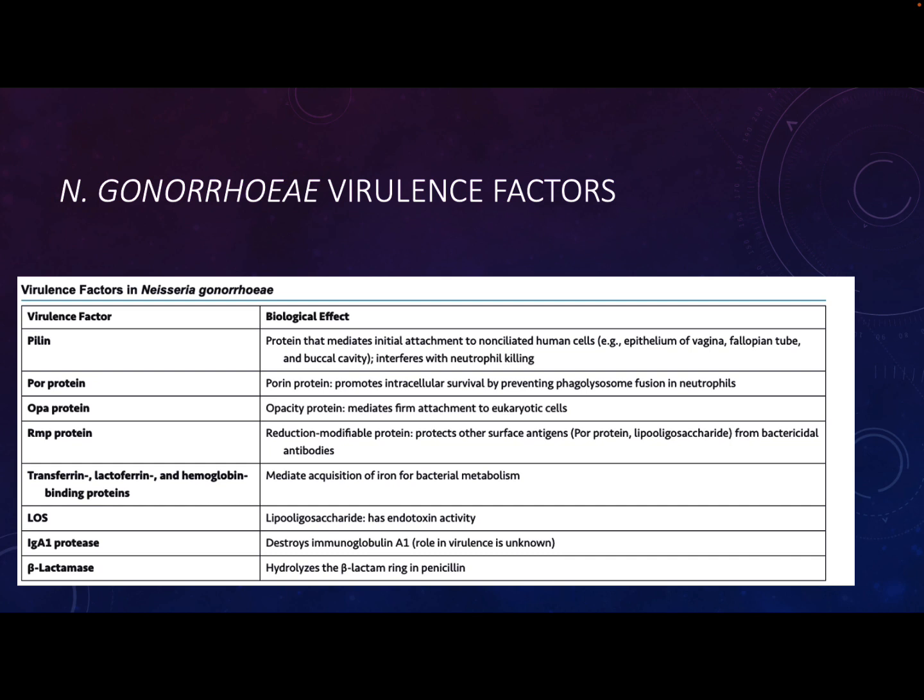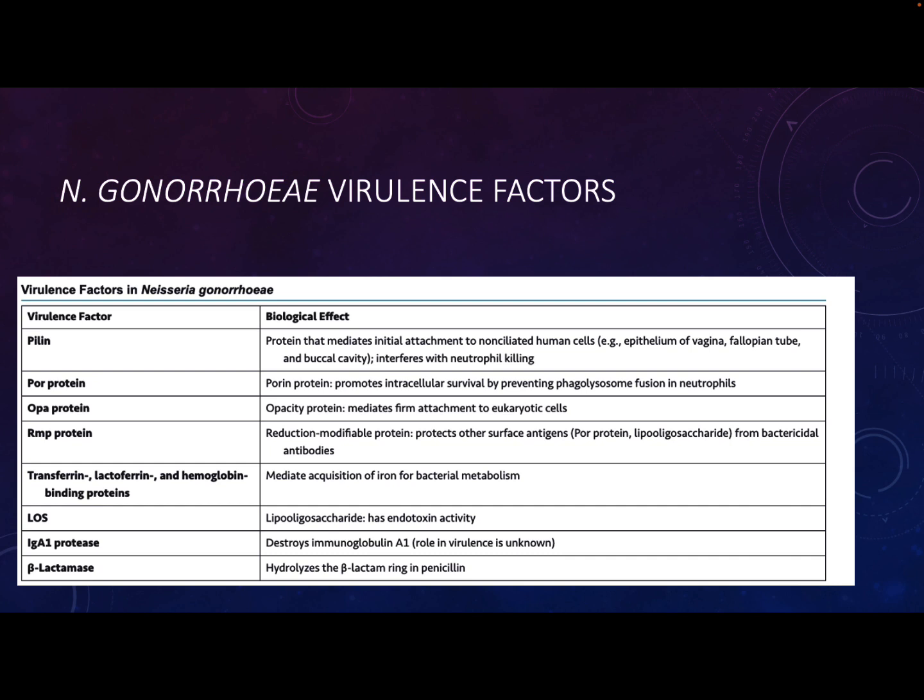So the first member of this genus, though, that we'll really talk about in a little bit more detail is Neisseria gonorrhea, which is the causative agent of gonorrhea. It has a lot of different virulence factors. It's able to attach, and so you can see it has a protein that allows for attachment to non-ciliated human cells. This is why we typically don't see gonorrhea as a respiratory infection, because the cells lining the respiratory tract are generally ciliated.